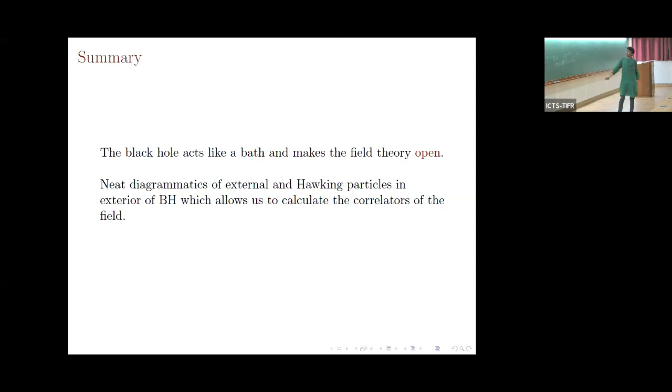And so this is the summary that I've been trying to tell you. The black hole acts like a bath and makes the field theory open. And this field theory has some neat diagrammatics of external and Hawking particles, equivalently diodes and capacitors, which allows us to calculate all of the correlators of the field. Well, not exactly all of the correlators.